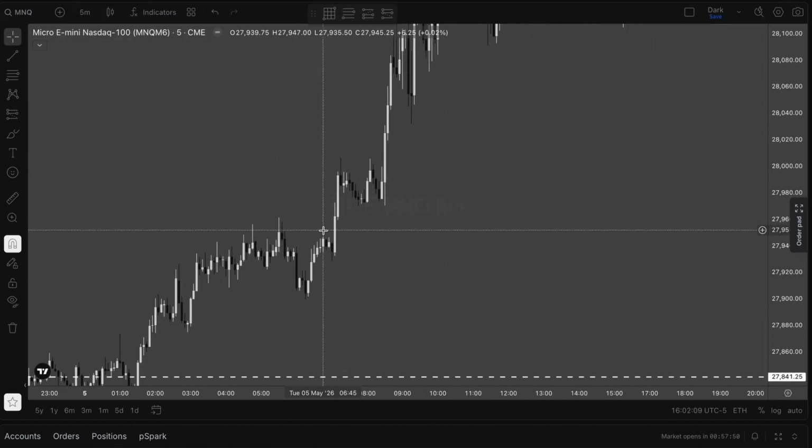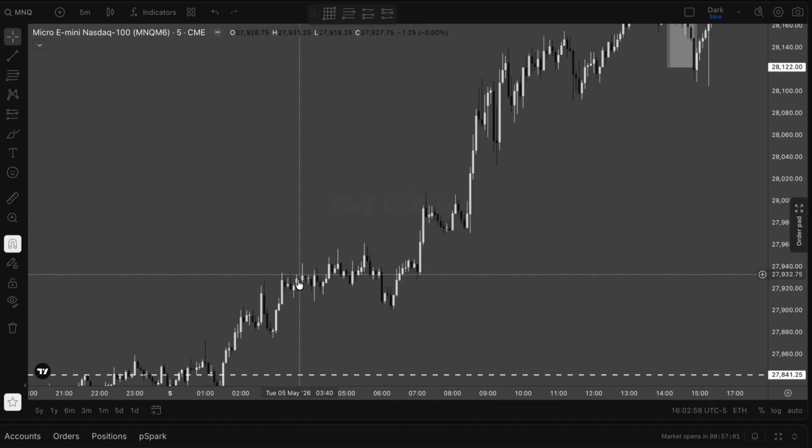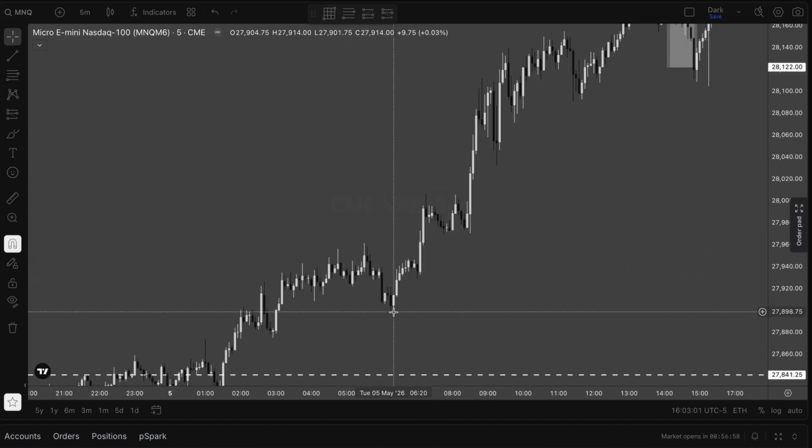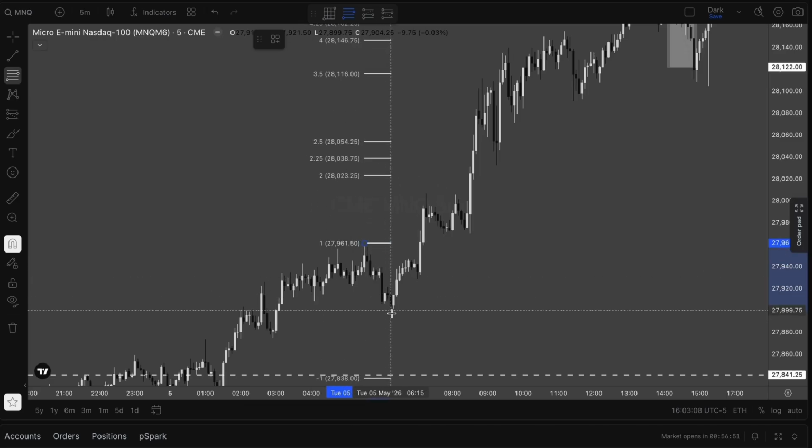And what did we do? So we have an accumulation right here. We have our manipulation before taking off. This manipulation leg is the leg that I used to find that level to short. Right? So we go from the swing high to the swing low.